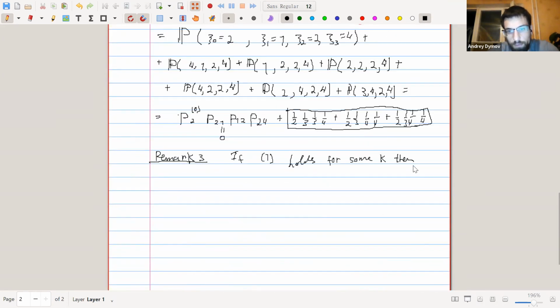then it holds for any k prime which is less than k. This is a very practical thing, because if you wish to check by this definition that some sequence of random variables is a Markov chain, then you aren't obliged to check this for any k. If you are interested in the behavior of this sequence only until some fixed k, for example the first 100 random variables, you can check this formula only for k equal to 100, and for the smaller k this formula will hold automatically.